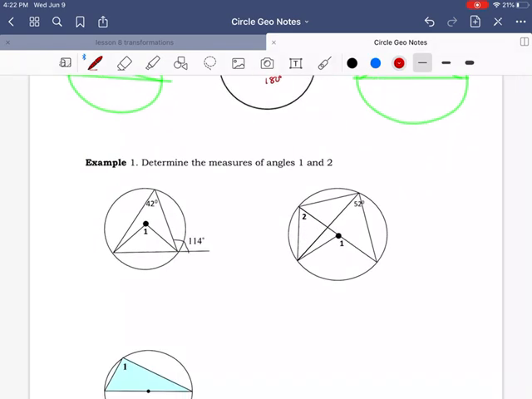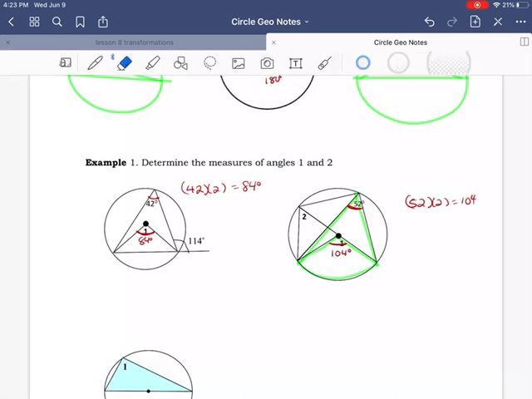So let's use these ideas to do a couple examples. Determine the measure of angles 1 and 2. Angle 1 is a central angle, and we have an inscribed angle, so all you have to do is 42 times 2, which is 84 degrees. Done. The second one seems a little trickier, but we can work through it. Let's look at this arc. From that arc we've got this central angle and this inscribed angle. So if this is 52, this has got to be double that, which is 104 degrees.